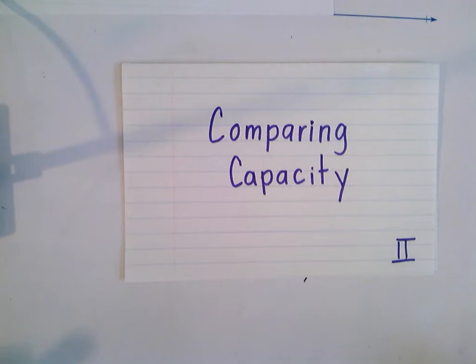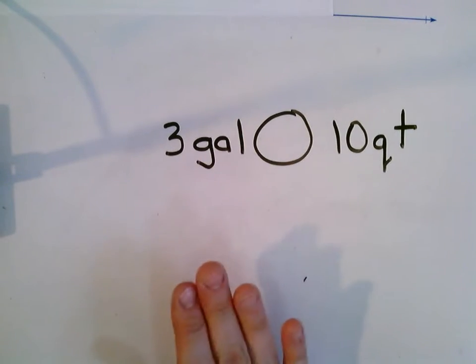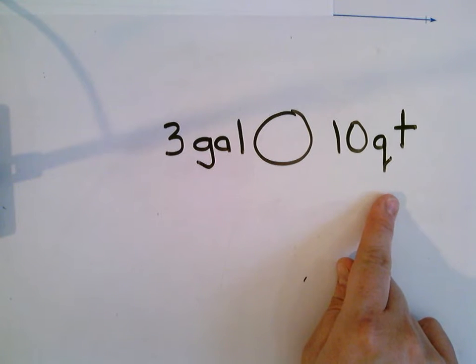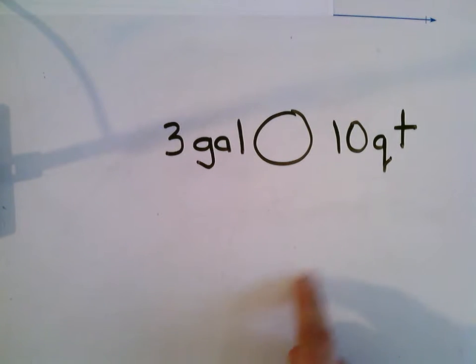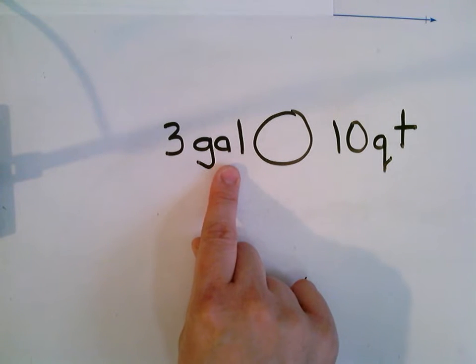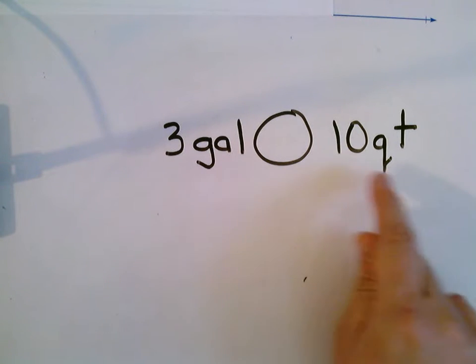Let's just do another example of comparing capacity. In this problem, we're going to compare 3 gallons to 10 quarts. The first thing I want to do is find my larger unit. I'm comparing gallons and quarts. Which is larger, a gallon or a quart?